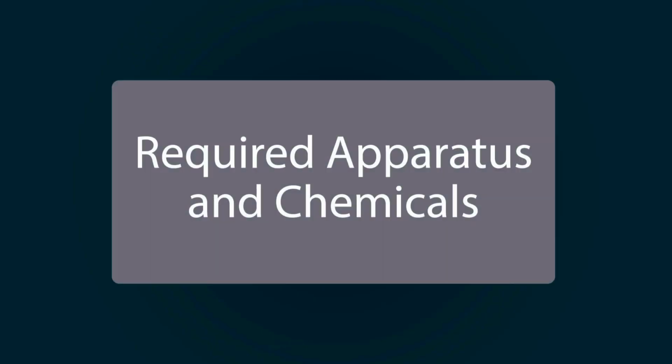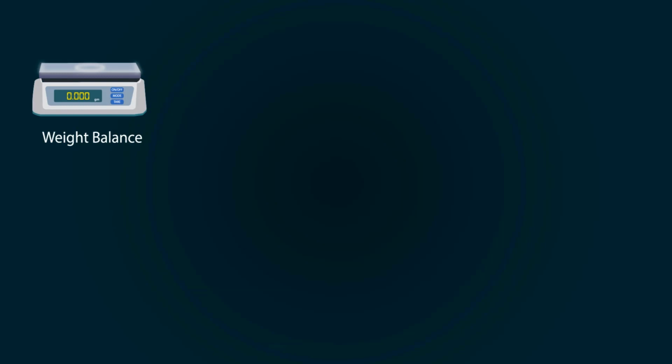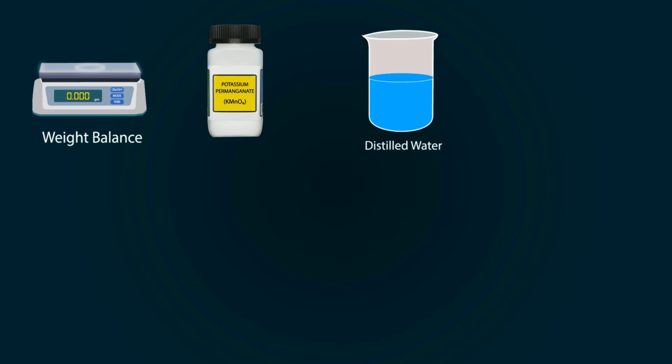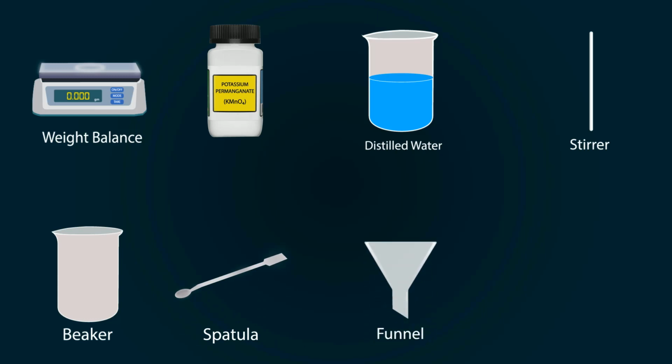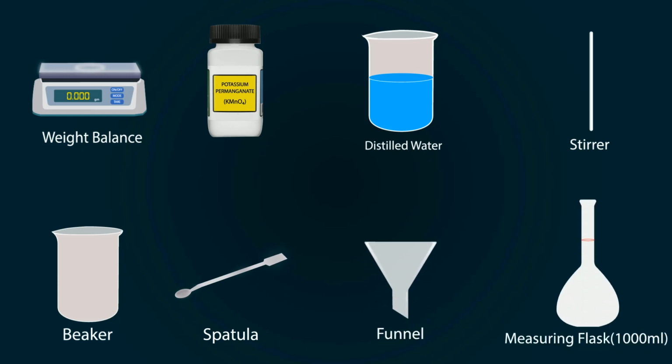Required apparatus and chemicals include a weight balance, potassium permanganate, that is KMnO4, distilled water, a stirrer, an empty beaker, a spatula, a funnel, and a volumetric flask of 1000 milliliters.